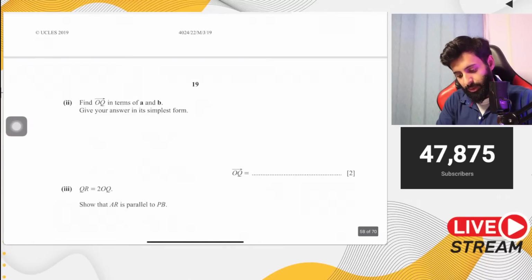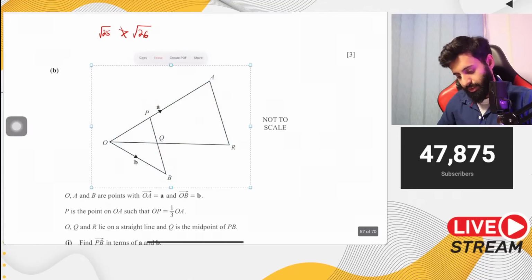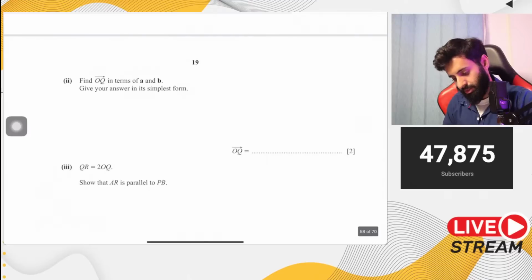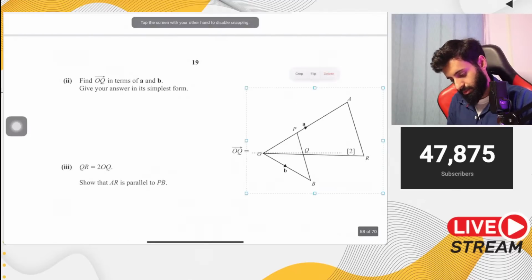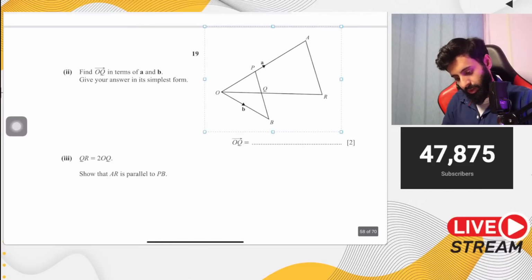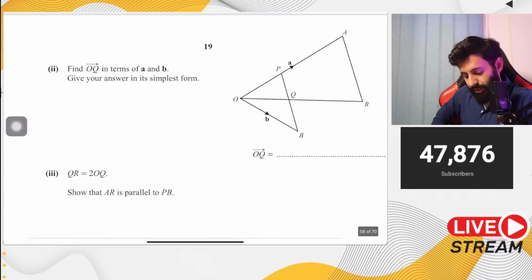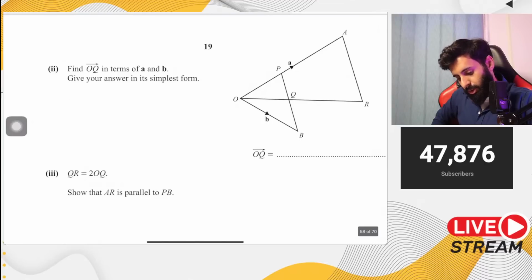Then it says find OQ in terms of A and B, give your answer in its simplest form. All right, so let's clean this up. Let's take a picture of it. Okay, so we need to find out OQ. Let's pick a nice route that will take us from O to Q. So OP plus PQ will take us from O to Q.